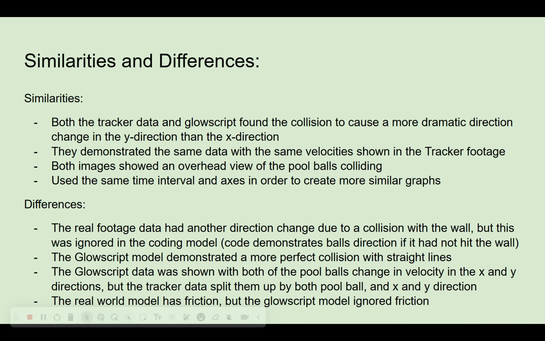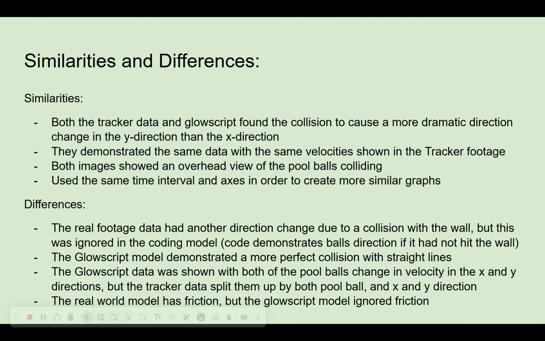So some similarities and differences. Some similarities: both the Tracker data and GlowScript found the collision to cause a more dramatic direction change in the Y direction than the X direction. They demonstrated the same data with the same velocities shown in the Tracker footage. Both images showed an overhead view of the pool balls colliding, and they used the same time interval and axes in order to create more similar graphs.